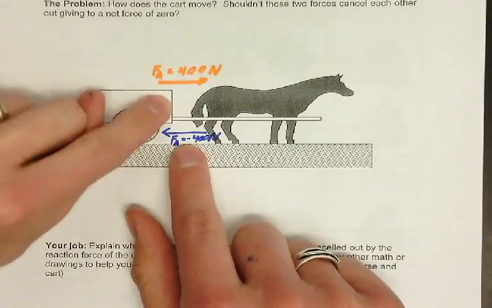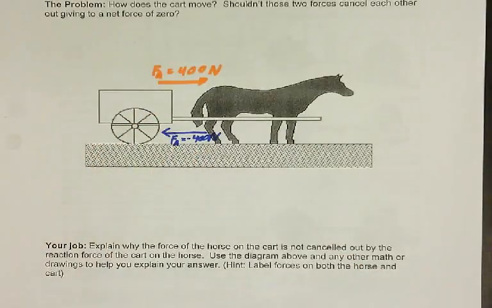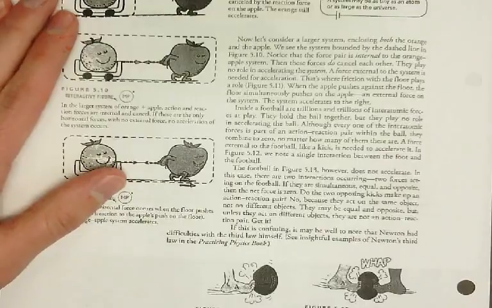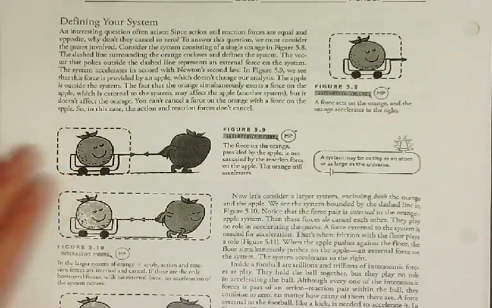Because they're equal and opposite. One's 400, one's negative 400. Why don't they cancel? Here's the other thing that's going to help. I want you to flip over to the back page. I want you to read this page here. There's several diagrams. Read the pictures too. They're really helpful for understanding this. I want you to try to understand what's going on with this system.